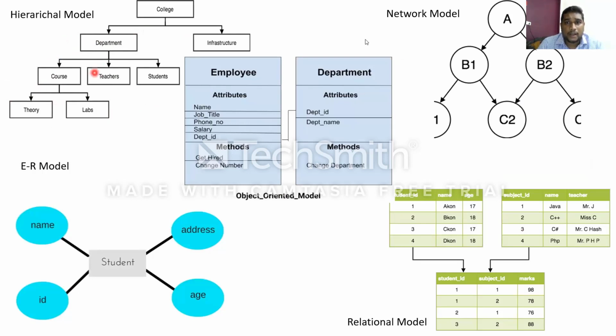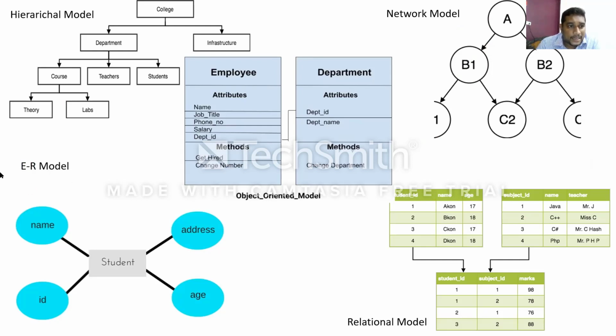Next, from the hierarchical model, we move to the network model. In the network model, data is organized in the form of graphs, so users can easily access the data. But at a time, only one user can access the particular data. If there are more relations in the network model, we cannot access the data. Next, based upon this problem, we move to the ER model.